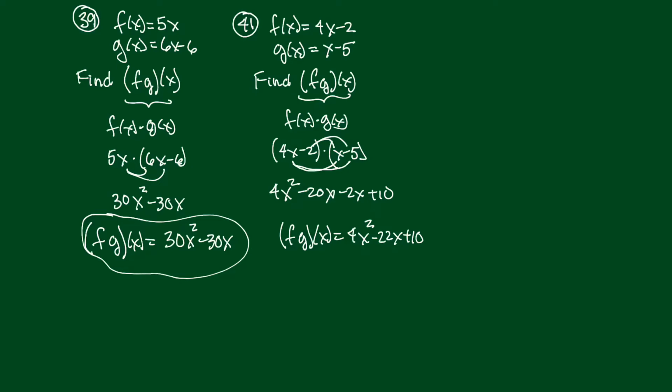So I started off with two individual functions, one called f, one called g. I multiplied them together and I got this new function. We created a new function. We built a new function from those two individuals. So I could name this. What am I going to name it? Well, since it came from multiplying f and g together, I'll just call it fg.